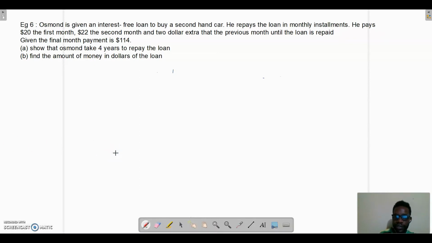If we were to write out this series, I would have Sn: the first month would be $20, the second month is $22, the next month must be $24. And this is going to go on and on until we actually get to the final month payment, which is $114. In fact, I could put 3 dots and put 114, because 114 would be my last term in the series, and it's important to know that.